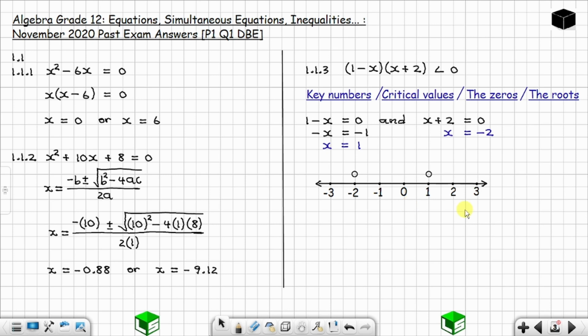Now from here what you have to do is to test your intervals. You have 3 intervals. You are going to test each interval, starting with this one, and then after that this one, and then after that this one. Let's start with this one. To test this interval, you are going to take any value before -2.